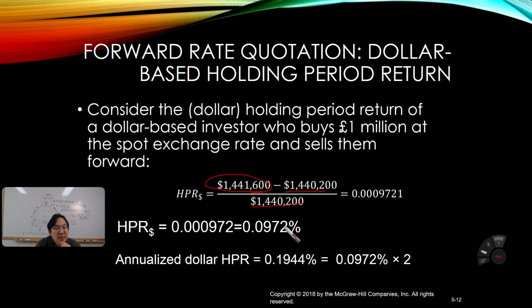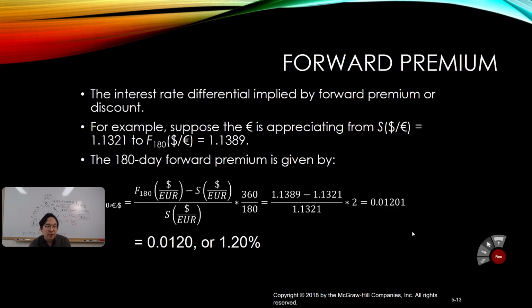That is 0.000971, which is 0.0972%, and that's half a year's profit. We want to annualize that number. Well, multiply it by 2. That's 0.1944%. So another way of saying it is 19.44 basis points. So that's how we read the numbers.